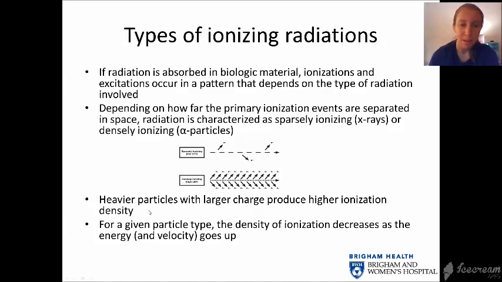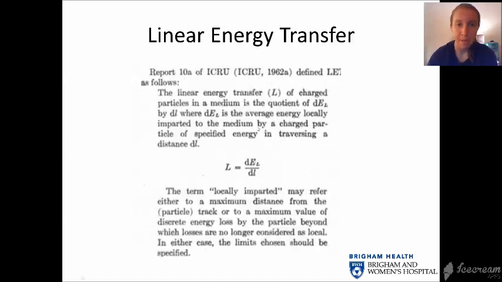So heavier particles with larger charge produce higher ionization density. For a given particle type, the density of ionization decreases as the energy and velocity goes up. So this brings us to the linear energy transfer, and I pulled this definition directly from the ICRU document, the International Commission on Radiation Units. So the linear energy transfer is the average energy locally imparted to the medium by a charged particle of specified energy in traversing a distance.